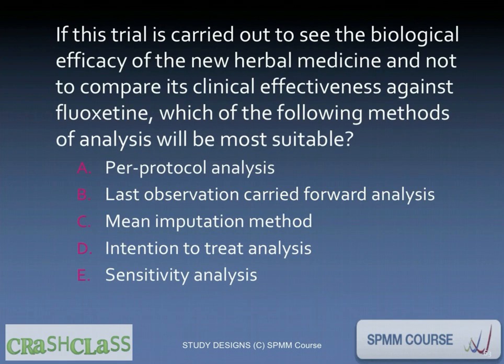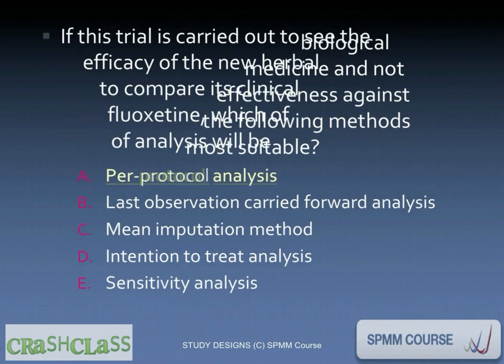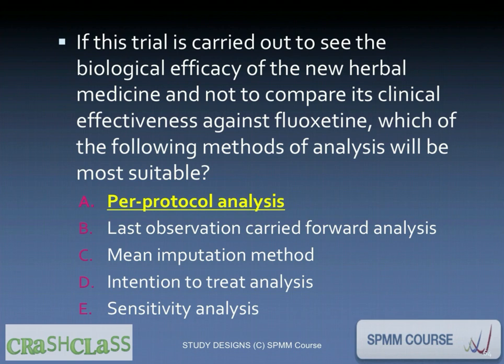If this trial is carried out to see the biological efficacy of the new herbal medicine and not to compare its clinical effectiveness against fluoxetine, which of the following methods of analysis will be most suitable? Per protocol, last observation carried forward, mean imputation, intention to treat, sensitivity analysis. Okay, so you know the answer for this. It's per protocol analysis because this is a study of biological efficacy, not just clinical effectiveness.